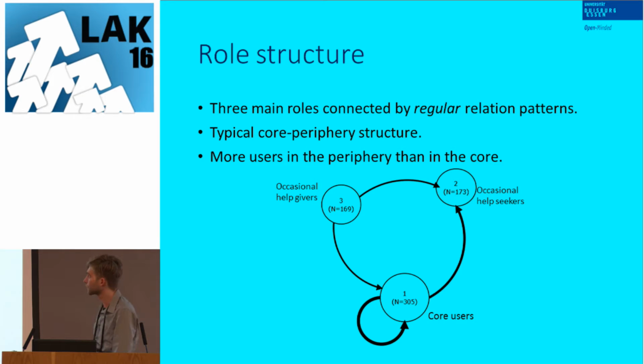This is a depiction of the role structure we found in our MOOC discussion forums. It's a typical core-periphery structure. We have a core of users, group 1, who are also cohesive, meaning there is communication within the group. And we have two peripheral groups that are not cohesive. There is no cohesion within the groups, therefore there is no loop. The peripheral groups are either occasional help givers, with mainly outgoing relations, they provide help to others, or occasional help seekers, group 2, they pull information from the forum, but do not provide much help to others.